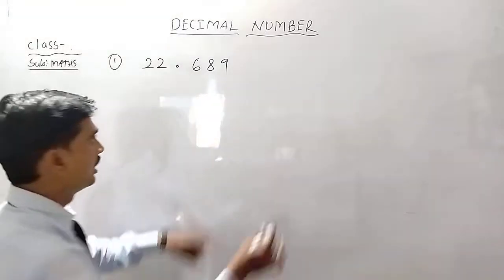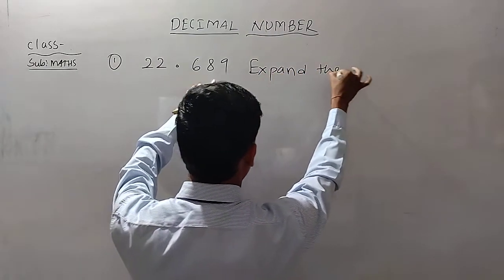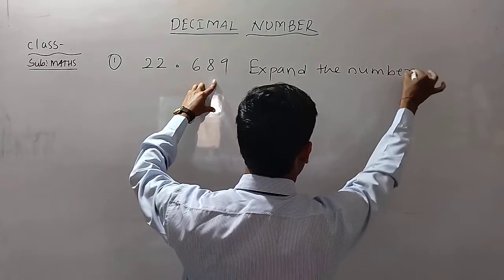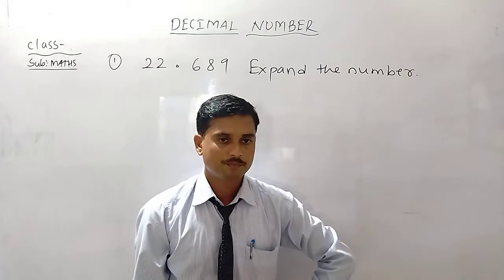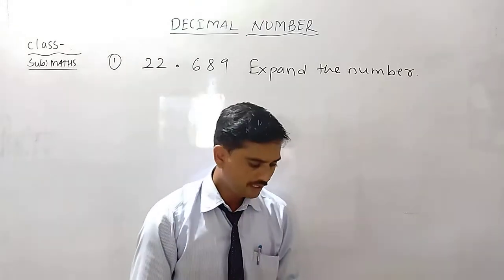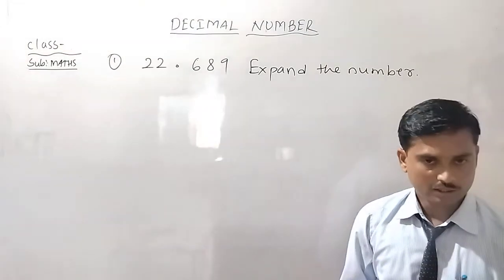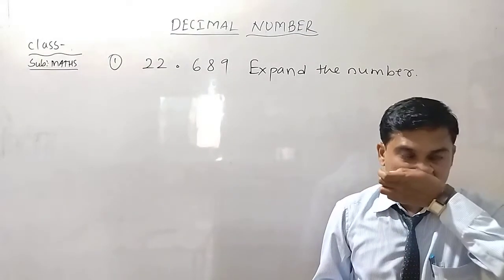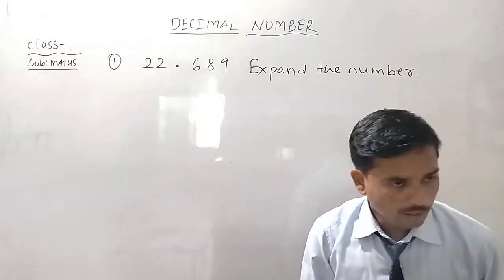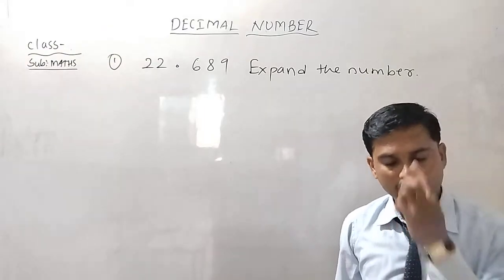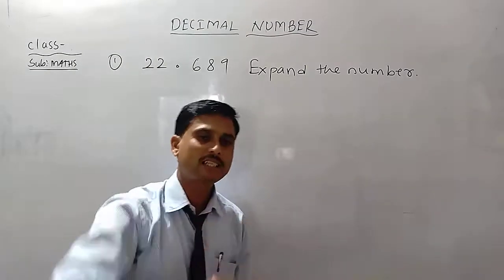22.689. Expand the number. Dear students, expand the number means, already you know that there are two types of number systems: one is the Hindu-Arabic number system, another one is the international number system. Already we discussed that in the last year.